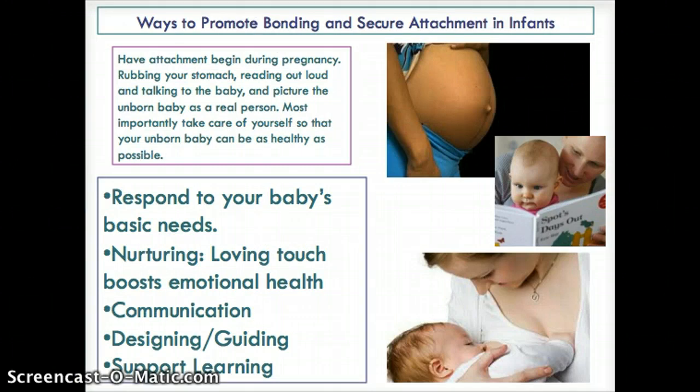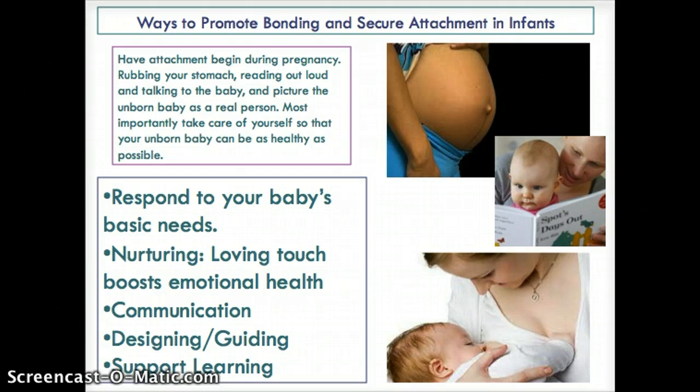There are many ways that a parent can promote bonding and secure attachment with their infant. The first thing a parent can do is to begin the attachment process during pregnancy. A mother who is pregnant can rub her stomach, read out loud, and talk to the baby. The mother should picture the unborn child as a real person. If the mother has already picked out a name, call the baby by name as she talks about the baby. Most importantly, the pregnant mother needs to take care of herself so that her unborn child can be as healthy as possible.